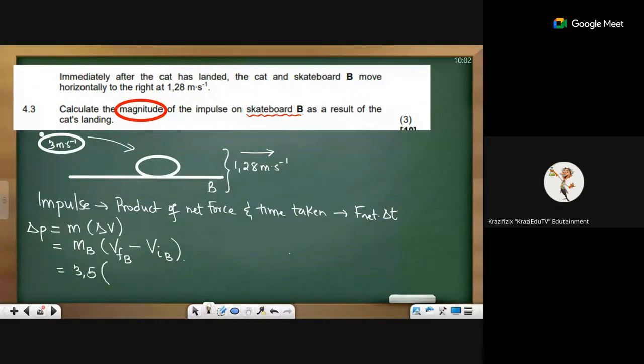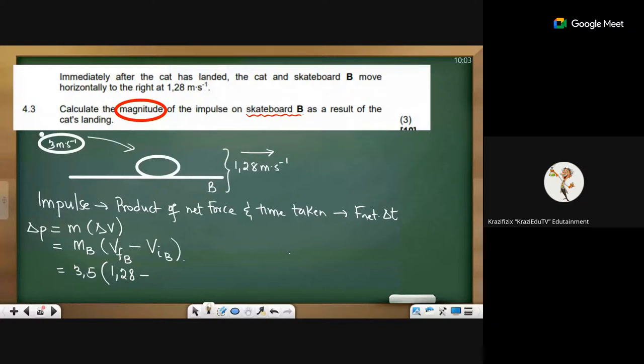3.5. Can somebody tell me the final velocity of trolley B? Quickly, we're finishing now, but I don't want to spoon feed you. What is the final velocity of trolley B? Tochukwu? No. The question says on skateboard B. If I'm dealing with B, I'm dealing with B alone. Everything has to do with B. But good question. Lovely. All right, thank you, guys. 1.28, positive.